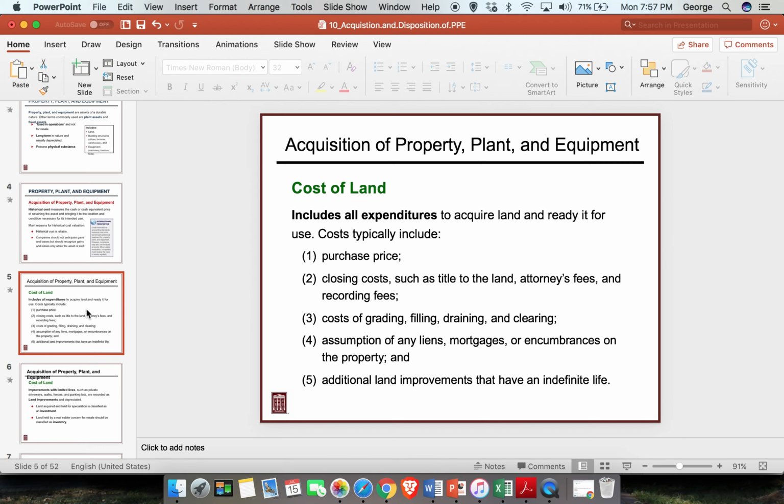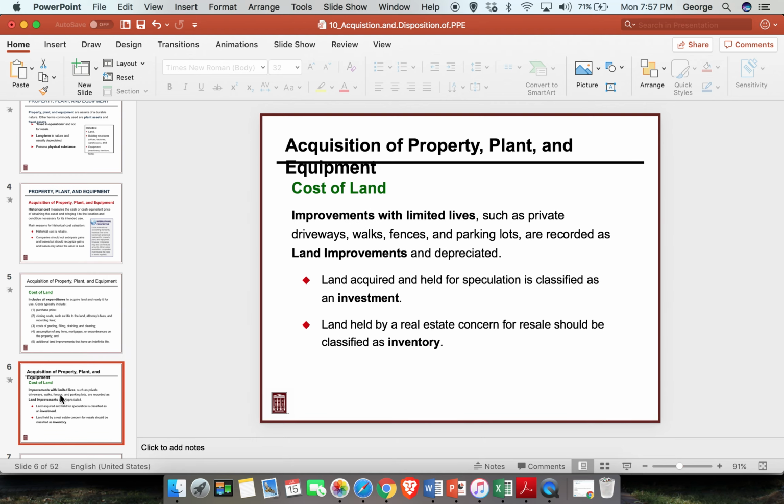All right, and then additional land improvements that have indefinite life can also be part of the cost of the land. Now, improvements with limited lives, such as a driveway or walkway, fences, parking lots, are recorded as land improvements, and those are depreciated because they have a limited life.